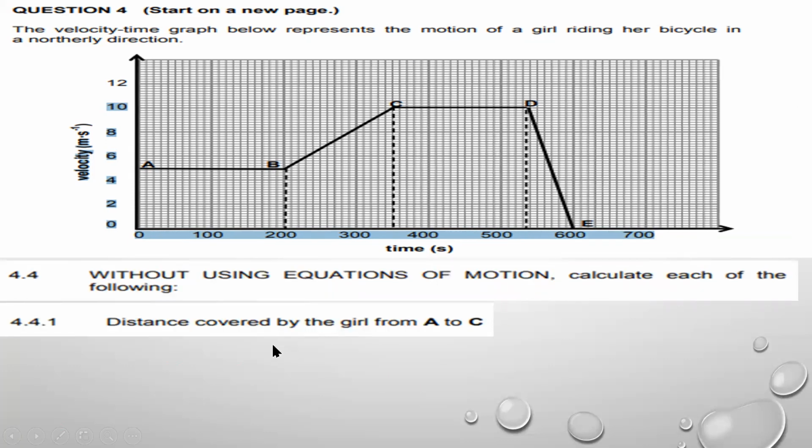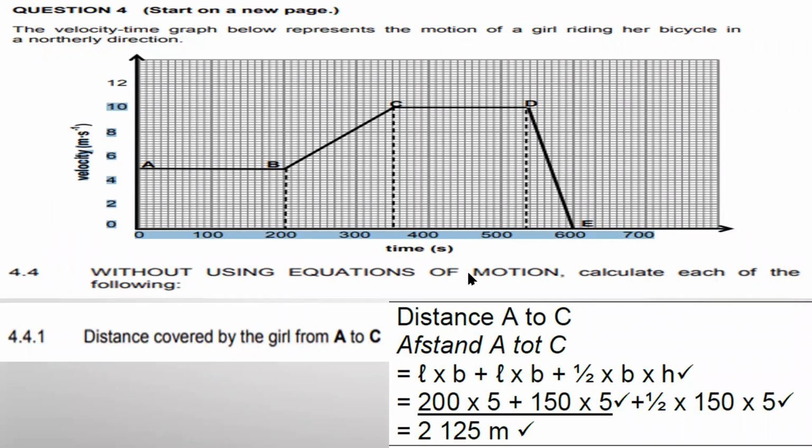Let's continue. Distance covered by the girl from A to C. Okay, for this kind of question, people, we are using the area under the velocity line. We are using area to calculate. Let's see our solution first. For this kind of question, we are using area to calculate our distance from A to C. Sometimes they ask all motion from 0 to 600 seconds. They can ask any, but now from A to C only.